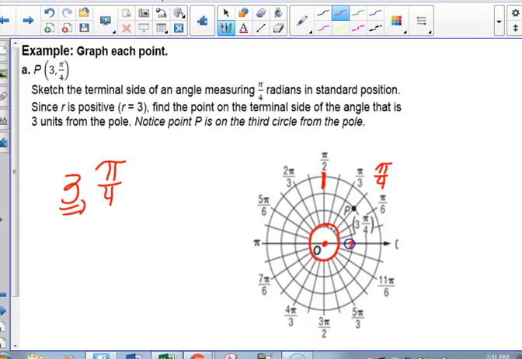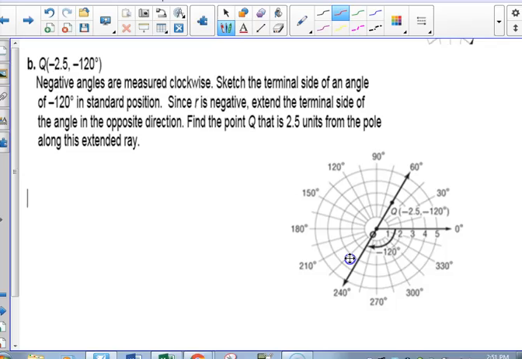So this is a radius of 2, and this line is a radius of 3. So P is right here. Went around pi over 4 and out to the radius of 3, and that's where they plotted point P. Not too hard. Oh, just kidding. Okay. This we should understand.